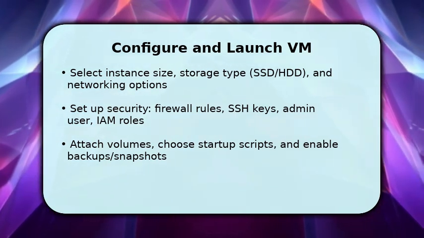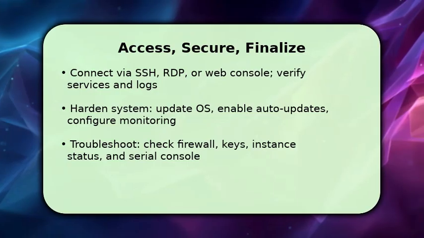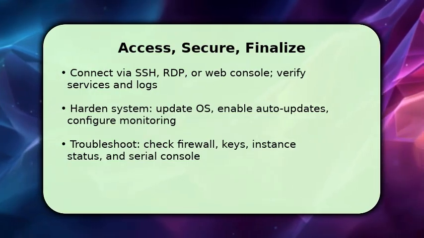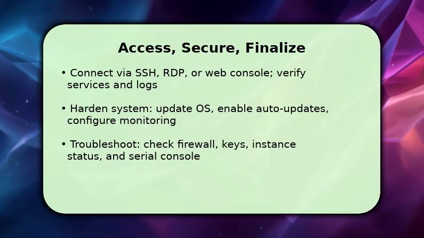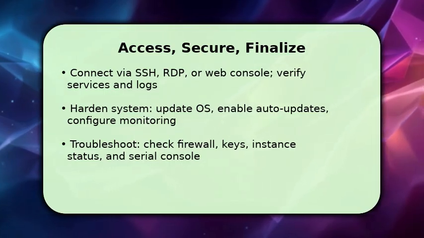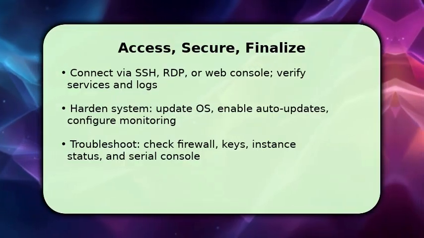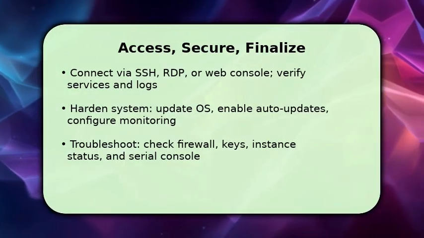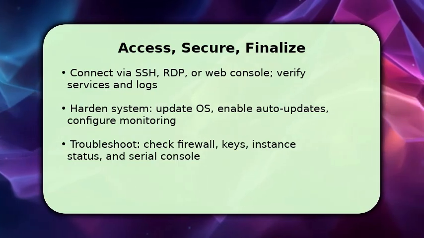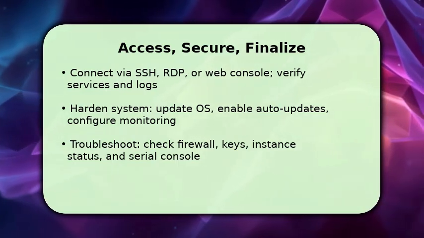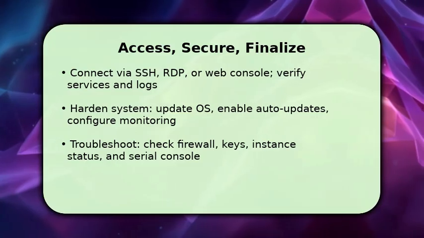if something goes wrong. Finally, access the machine via SSH for Linux or RDP for Windows and verify that critical services start and logs show no errors. Once connected, update the operating system and install security patches. Enable automatic updates and set up monitoring and alerts so you see CPU, disk, and network anomalies.